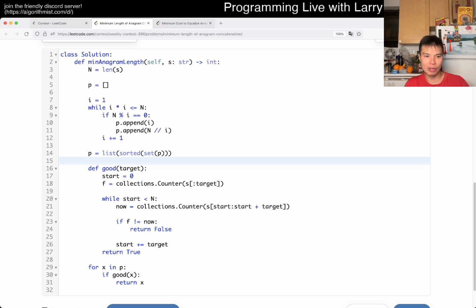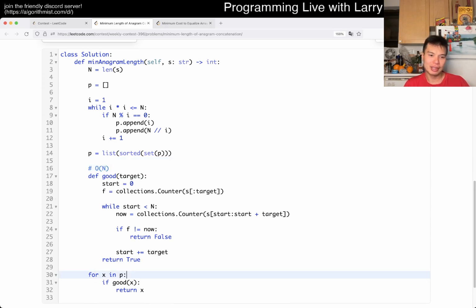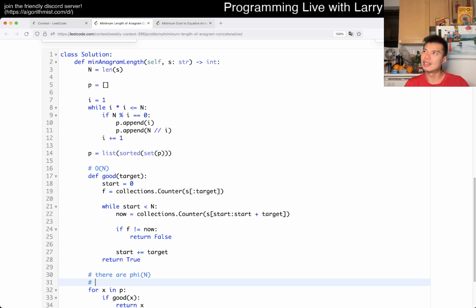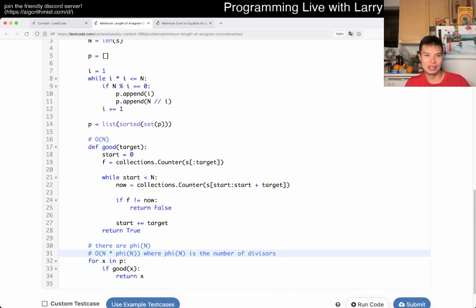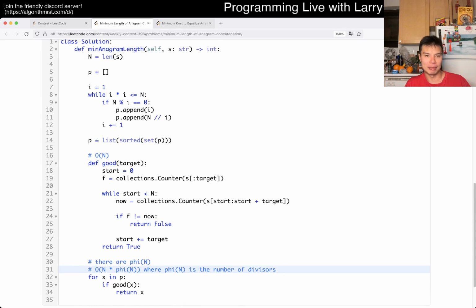Because basically this is O of n, right? I think it's phi, right? Unless I'm confusing things, but yeah. So this is O of n times phi of n, where phi of n is the number of divisors. If I mess things up, let me know in the comments. The notation may be awkward, but the idea is going to be right.